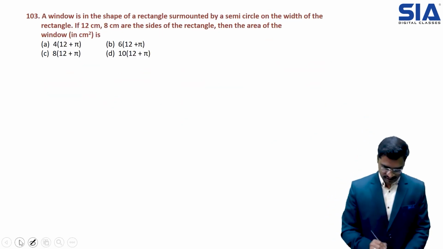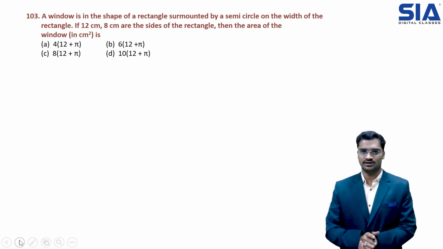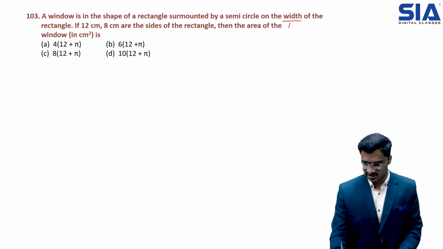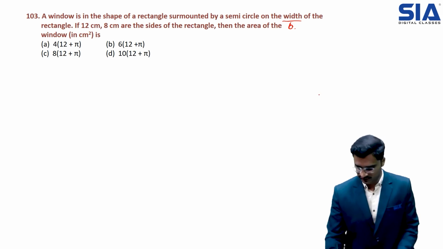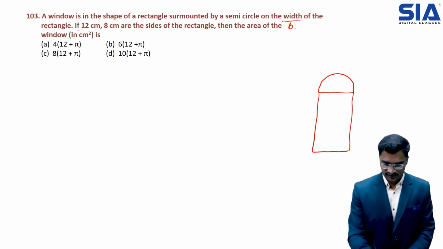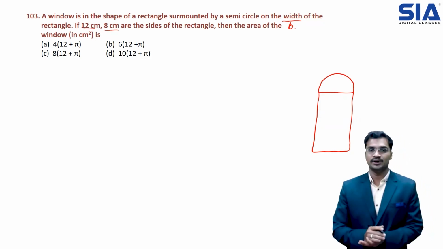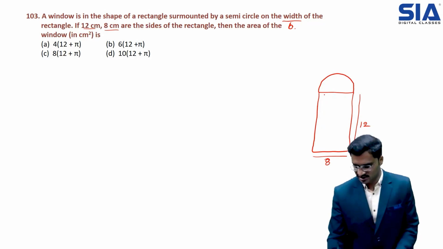Okay. Now coming to the next question, which is a window is in the shape of a rectangle surmounted by a semicircle on the width or breadth. So it is the breadth of a rectangle or the smaller side of that rectangle. So a window is like this, and a semicircle is on the breadth. Now if 12 centimeters and 8 centimeters are the sides of a rectangle, so this side is given as 12 and this side is given as 8. So if this side is 8, then this value is also called 8.